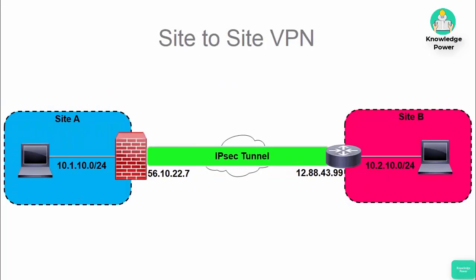In this video, we will establish a site-to-site VPN tunnel between an ASA and a Cisco CSR router. At Site A on the left, we have the ASA with an inside LAN of 10.1.10.0, and on the right is Site B with a router and local network 10.2.10.0. This tunnel will be configured via the command line on both devices.